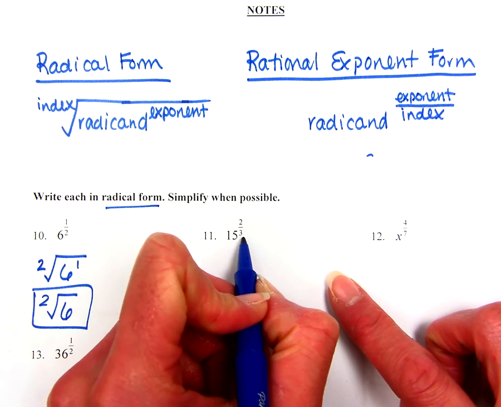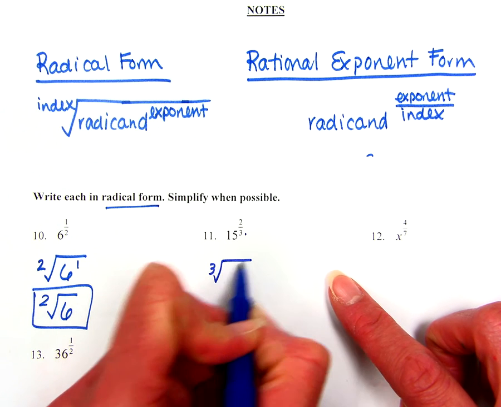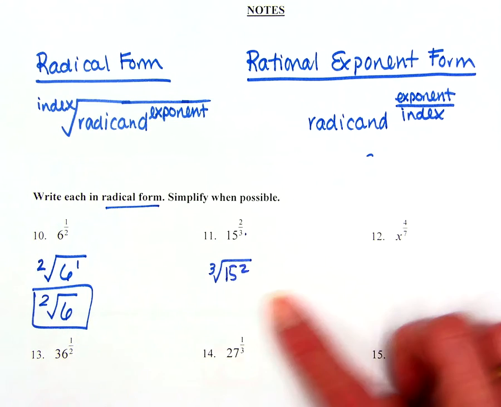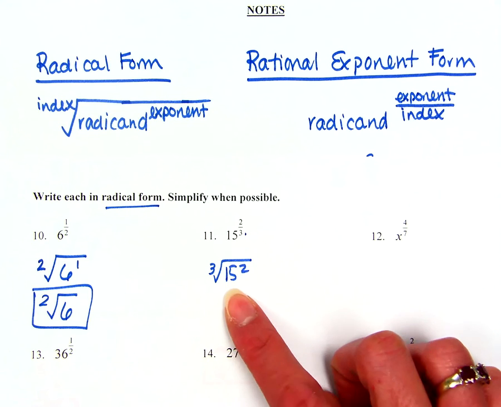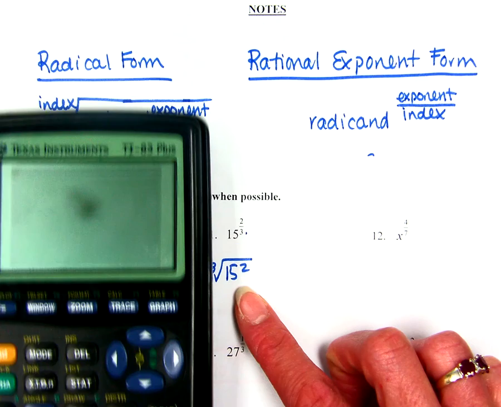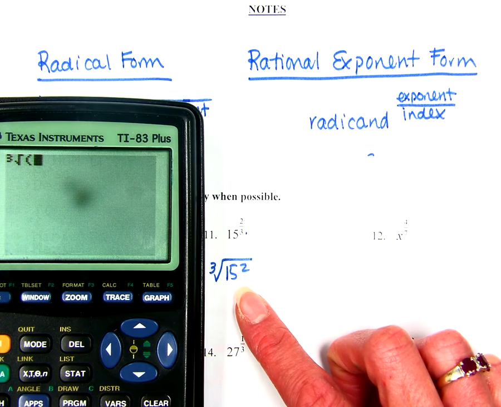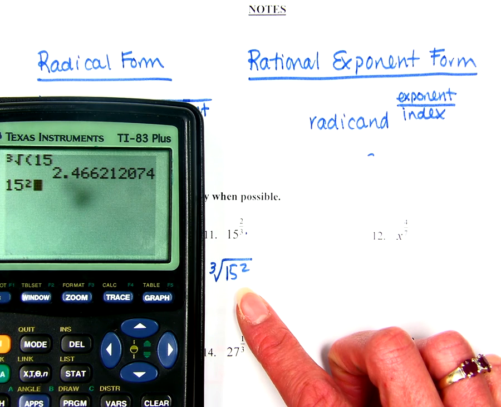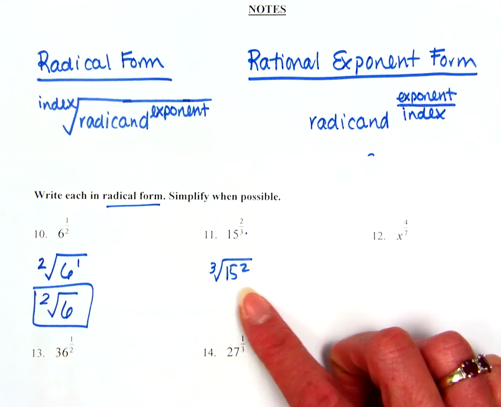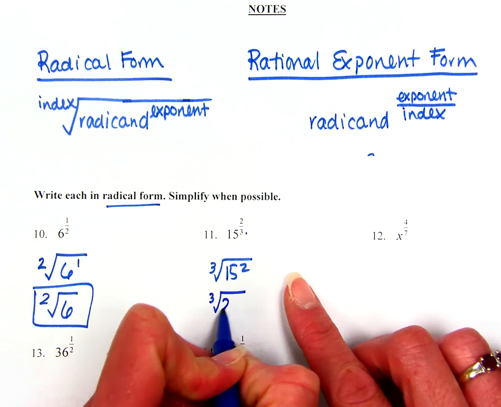All right, this is my index, so it's the cube root of 15 squared. So can you do the cube root of 15? All right, if you need to check, try the cube root of 15. That gives you a decimal, so no. But you could do 15 squared, so we could rewrite this as the cube root of 225.